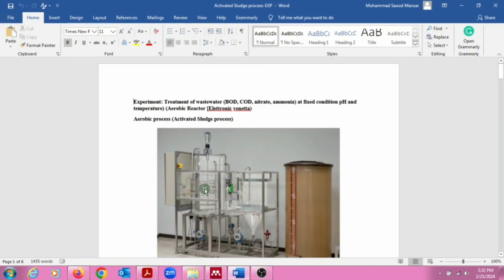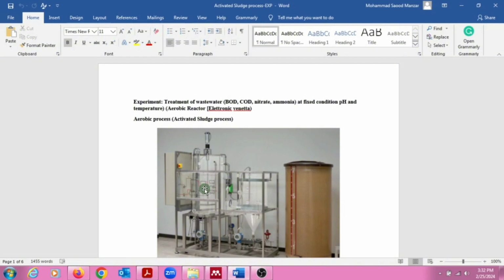The second objective is how efficient this system is in treating the wastewater. It is going to remove the BOD, COD, nitrate, nitrite, total nitrogen, phosphate, and ammonia at fixed conditions. Fixed conditions means the parameters on which the system is going to work. We're going to fix the temperature, the pH, the stirring speed or airflow, or the sludge recycling rate.